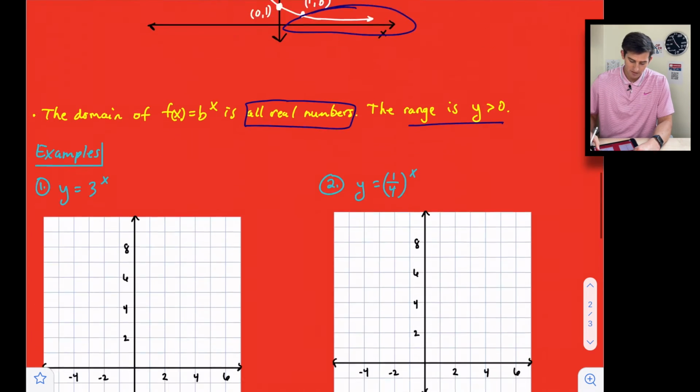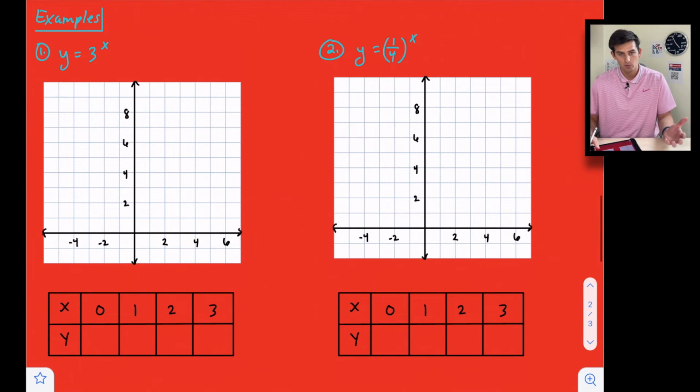Okay, so let's look at a couple examples. We're going to do one where we have exponential growth on number 1 and one where we have exponential decay on number 2.